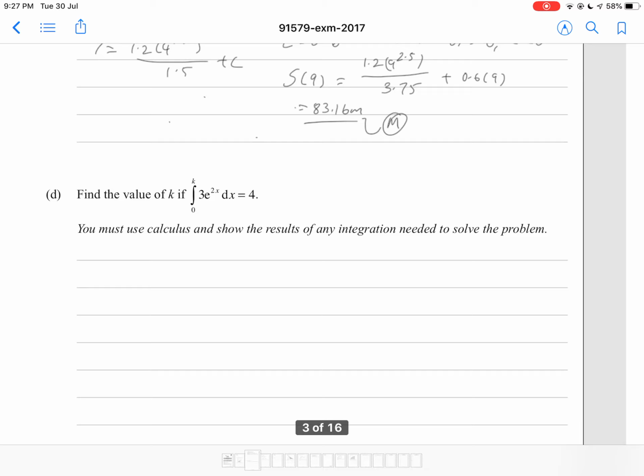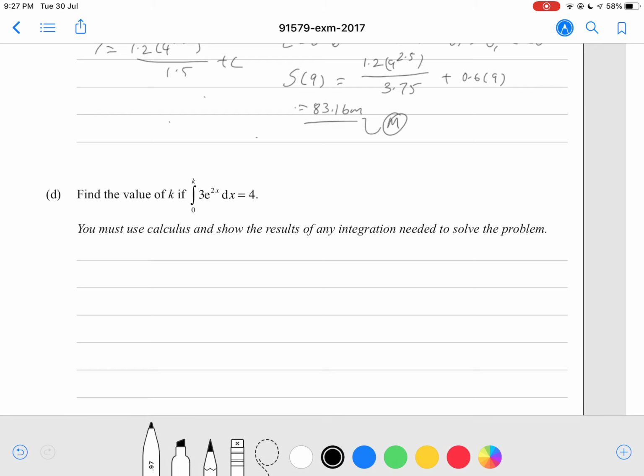Find the value of k if the integral from 0 to k of 3e to the power of 2x dx equals 4. Alright, so for this question, you need to first integrate your function, and then substitute k into the formula, minus 0 substituted into the formula, and that equals 4. And you rearrange the equation to find k. Alright, so the integral between k and 0 of 3e to the power of 2x.